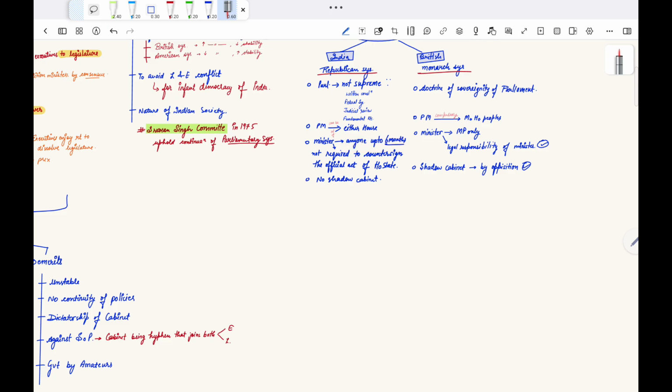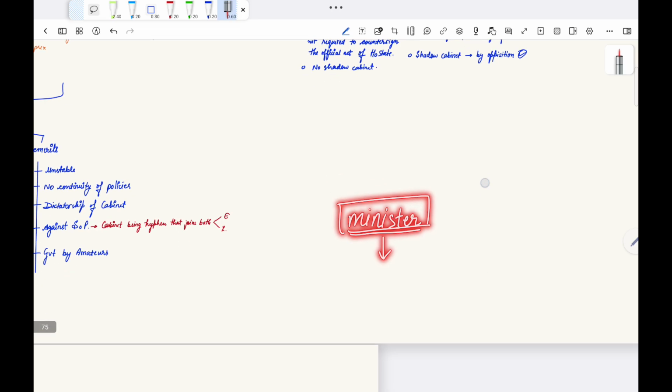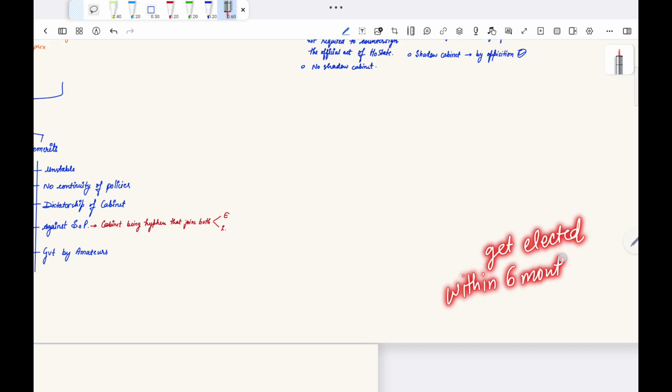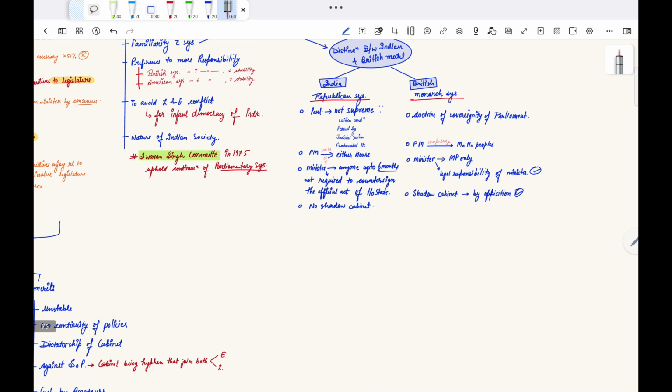Because in India there's a system that anyone could be appointed as minister, but that person basically should get elected within 6 months. If you have been chosen as a minister but are not an MP, then you have to become an MP within 6 months. Otherwise, your ministership would be disbarred.